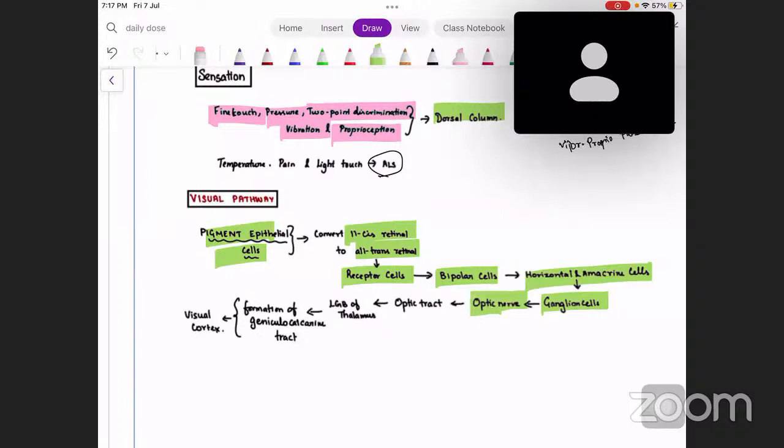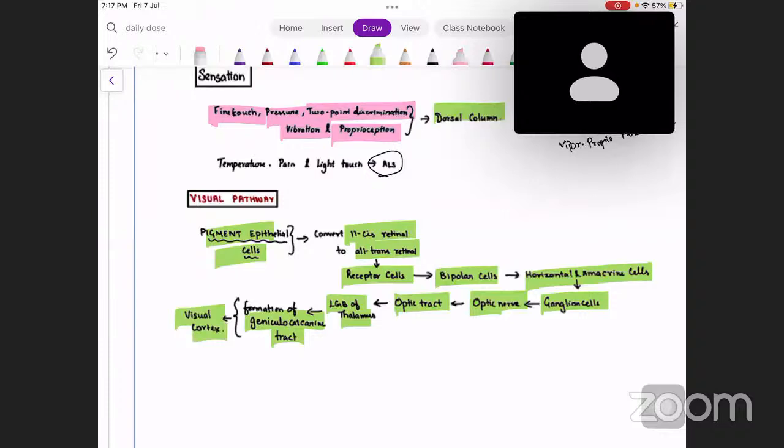So in vision, when light hits your eye, your rhodopsin will break, and 11-cis retinol will convert into all-trans retinol, which stimulates the receptor cell. Receptor cells will transmit the stimulus to bipolar cells, to horizontal and amacrine cells, to ganglion cells, to the optic nerve, to the optic tract, to the lateral geniculate body of your thalamus, to the geniculocalcarine tract, and to the visual cortex. This is your simplified visual pathway, people.